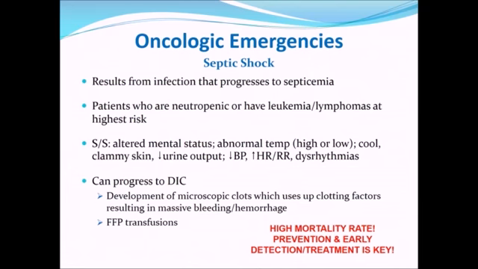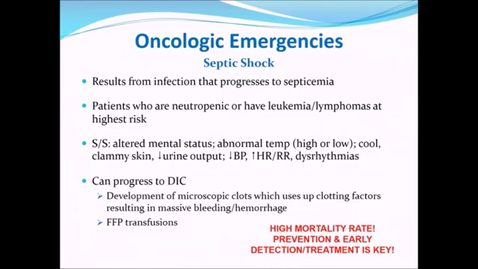This can then progress to what we call DIC, or disseminated intravascular coagulation, which has a very, very high mortality rate. But essentially, DIC is when the clotting cascade is activated. So what happens is the body is developing these microscopic clots, these really tiny clots that will get lodged in the capillary beds. So it causes issues with circulation. But the bigger issue is, as it's making these microscopic clots, it's using up all of the clotting factors, which then puts your patient at risk for massive bleeding or hemorrhage.